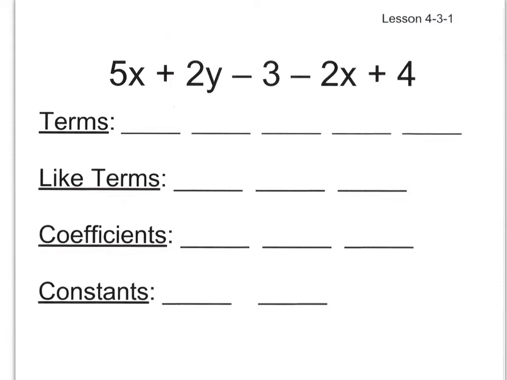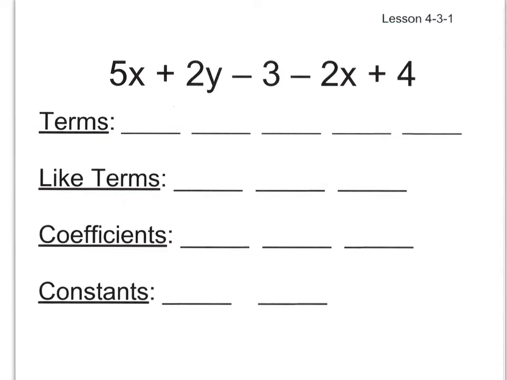In this video, we're working in your Chapter 4 packet on page 9. At the top of page 9, we see an expression here. So I have the 5x plus 2y minus 3 minus 2x plus 4. We're going to talk about a lot of vocabulary words that help us when we look at these expressions. The first vocabulary word we're going to look at is terms.